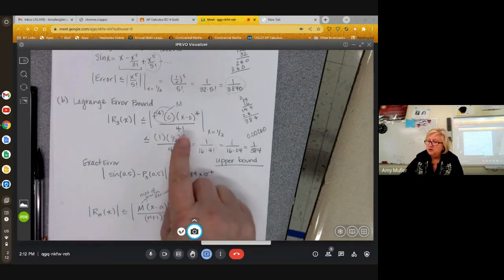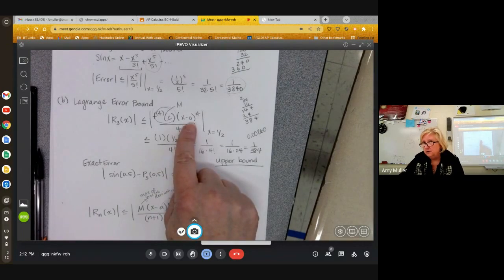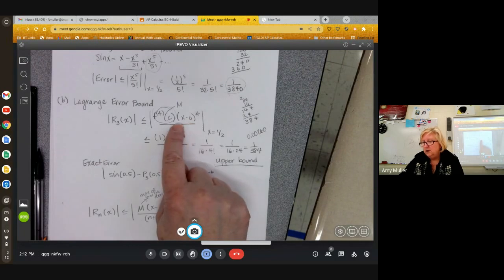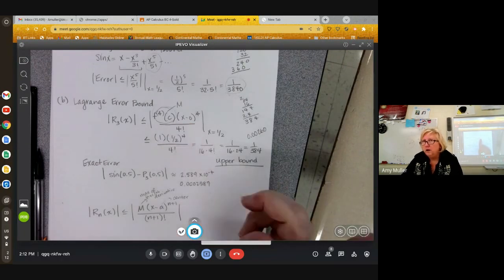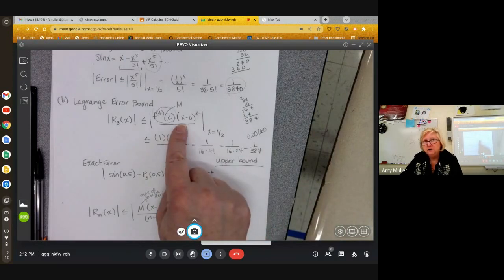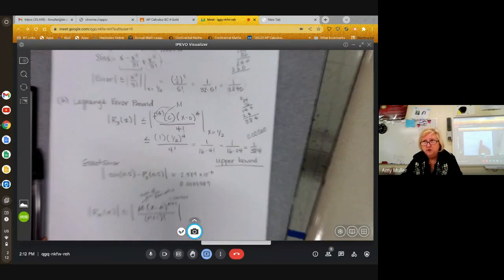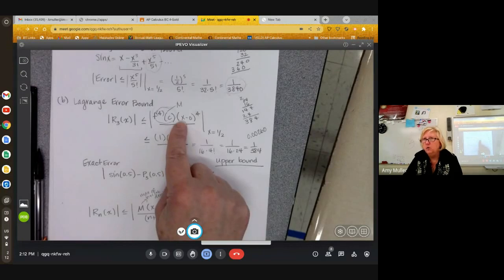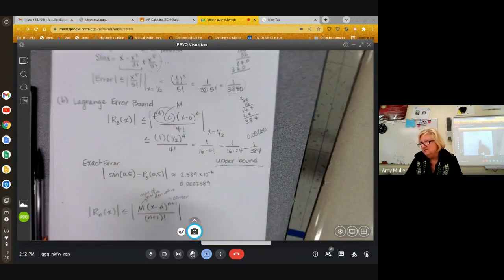If your center was something other than 0, you'd have to put a, let's say your center was 1 and you wanted an approximation for 1.5. What would you do? 1.5 minus 1. So this is saying how far you are away from your center, basically.